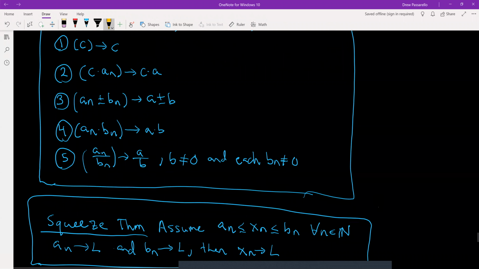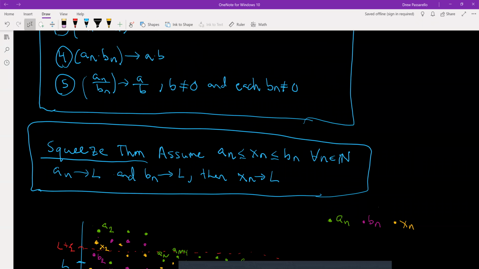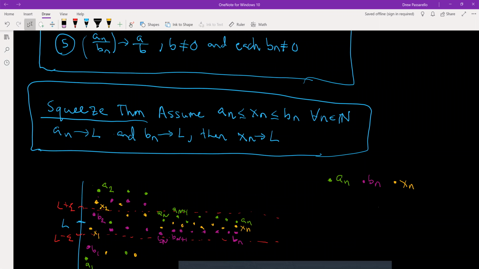The next thing is the squeeze theorem, which we've seen in a calculus class. The squeeze theorem says if I have three sequences such that a_n is less than or equal to x_n, which is less than or equal to b_n for all indices n, so our sequence x_n is sandwiched in between two sequences a_n and b_n, and we know that a_n converges to some value L and b_n converges to the same value L, then it follows that x_n has to converge to this value L.